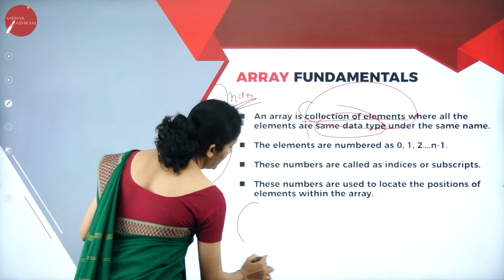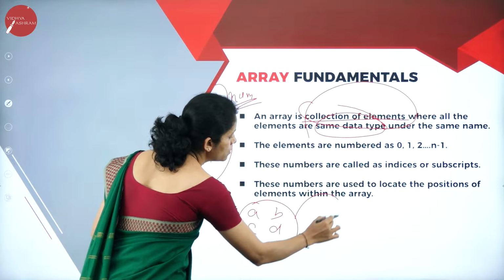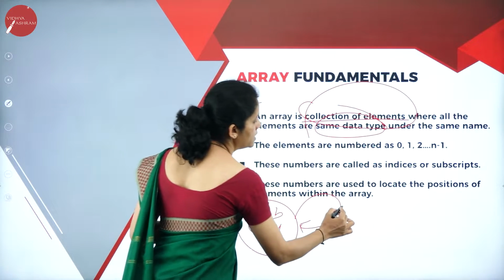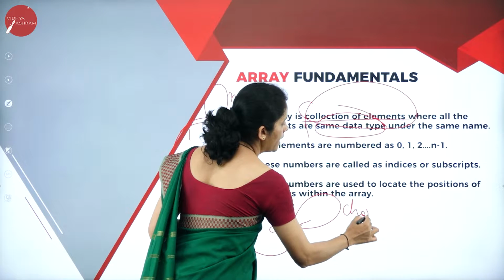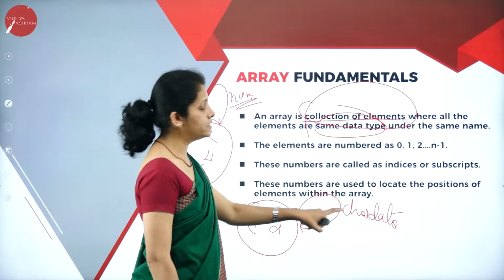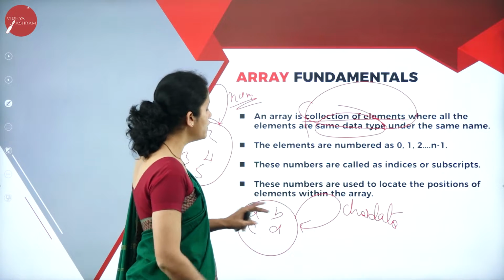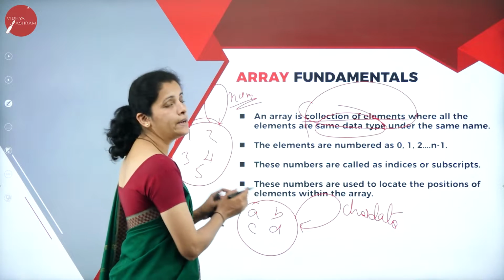For example, another one: A, B, C, D. This is of character type. For example, I'll take character data. So what is the array name here? That is the character data, and it is going to have A, B, C and D.